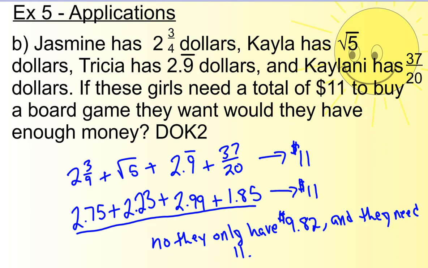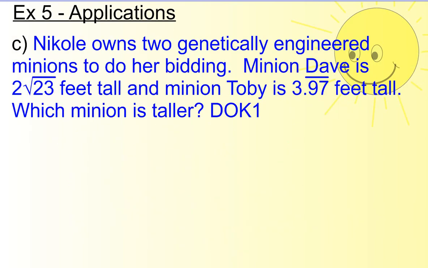Two more problems, then we're done. Here's letter C for you to try. It says Nicole owns 2 genetically engineered minions to do her bidding. Minion Dave is 2 times the square root of 23 feet tall, and Minion Toby is 3.97 repeated feet tall. Which minion is taller? I'd like you to pause the video, try the problem on your own. When you're ready to continue, hit play, and we'll go through it together.